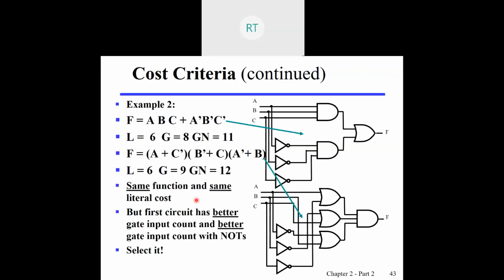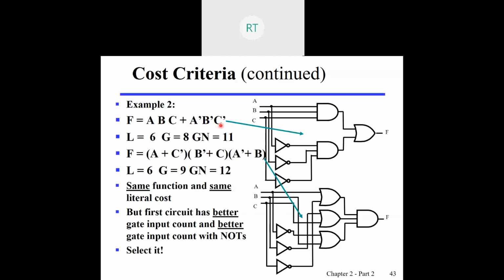Okay? So I want you now to look at this. This is ABC plus A bar B bar C bar. Look at the literals. How many literals do I have here? 6. How did you count them? 1, 2, 3, 4, 5, 6.